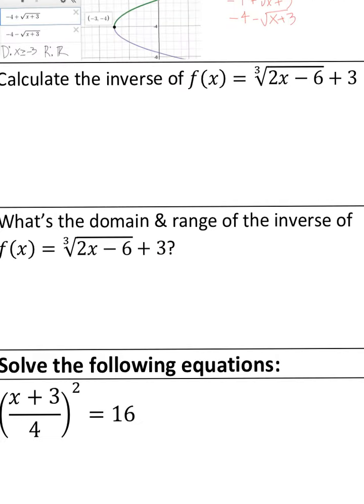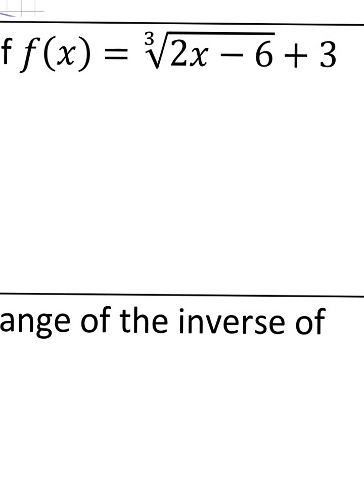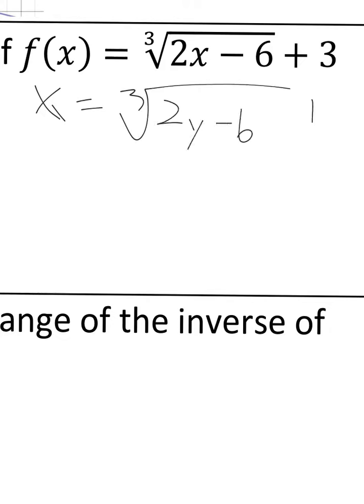Okay, so for the next two, we're going to calculate the inverse of this function, and then we're going to find the domain and range of the inverse. So we need to get that answer, or like I said, we can look at the graph of this and reverse our domain and range answers. But let's start with doing the inverse first. So here, I'm going to rewrite it. x equals the cube root of 2y minus 6 plus 3.